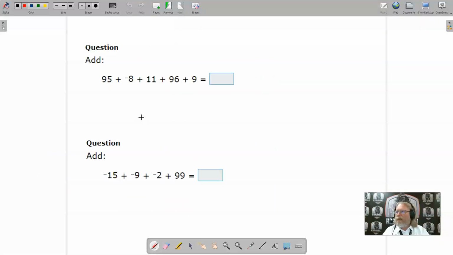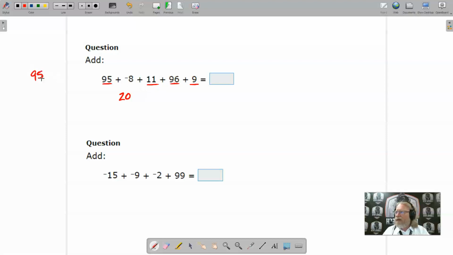Okay, last two problems here. We have 95 plus negative 8 plus 11 plus 96 plus 9. So I think I'll work with a couple of these. Look at this one here. The 11 and the 9, those work really well together, right? Those give us 20, correct? So we've dealt with those. That's pretty easy. And then let's put the 95 and the 96 together.